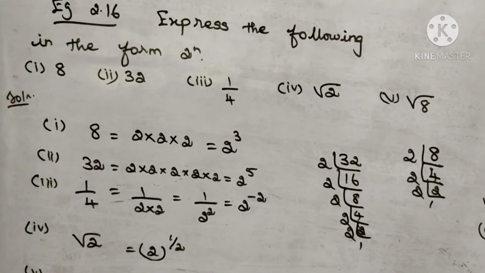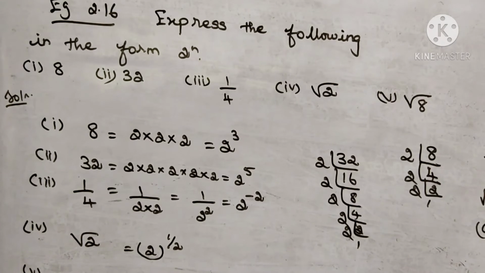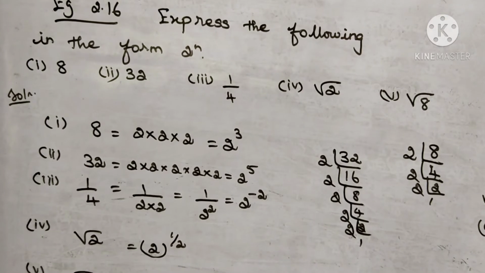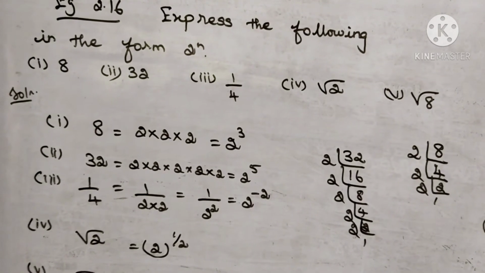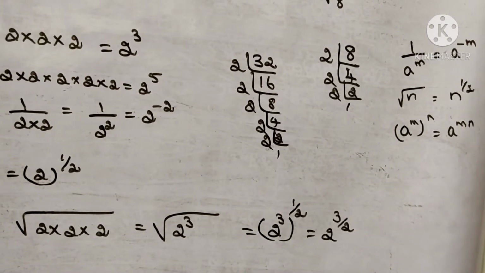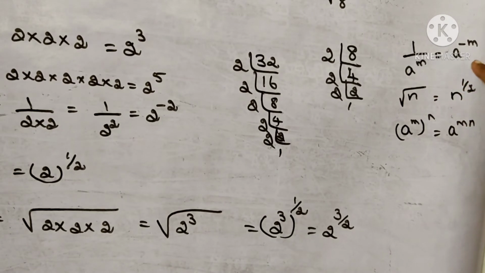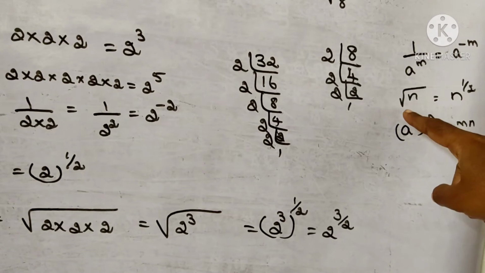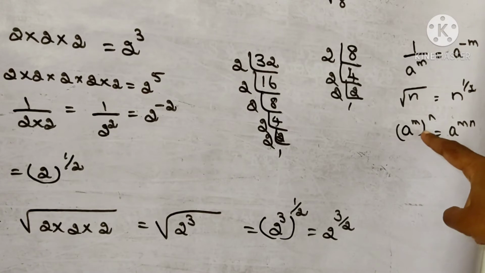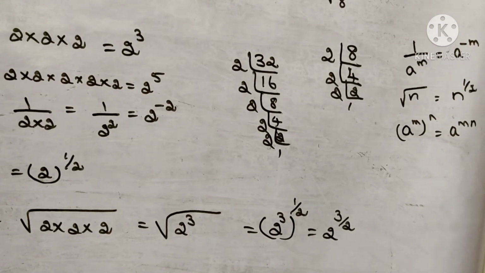Listen to one example, Example 2.16. Express the following in the form 2 power n: 8, 32, 1 by 4, root 2 and root 8. Listen to the solution. Before that, I will explain some results you already studied in earlier classes. 1 by a power m is equal to a power minus m, the inverse form. Root n, the symbolic form, is n power 1 by 2. And a power m the whole power n is a power m into n; you find the product of the powers.